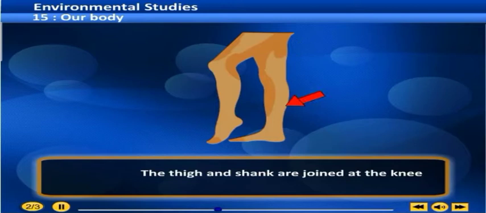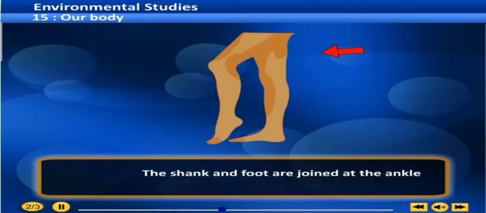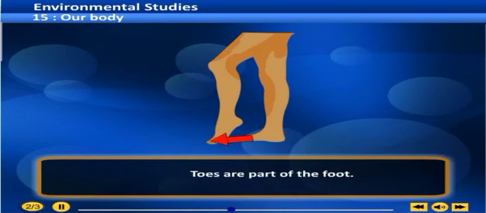The thigh and shank are joined at the knee. The shank and foot are joined at the ankle. Toes are part of the foot.